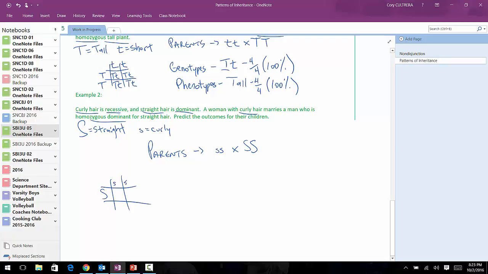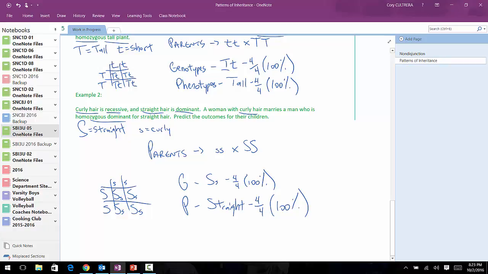2 little s's, 2 big S's, and each of the offspring would have 1 copy of the dominant allele and 1 copy of the recessive allele. So again, our genotypes would be just big S, little s, 100% of the time. And our phenotypes would all be straight hair, since they all have 1 copy of the dominant allele.